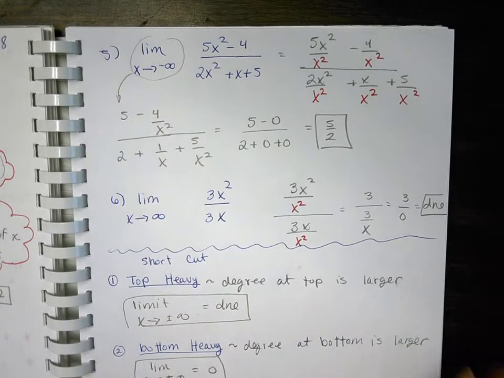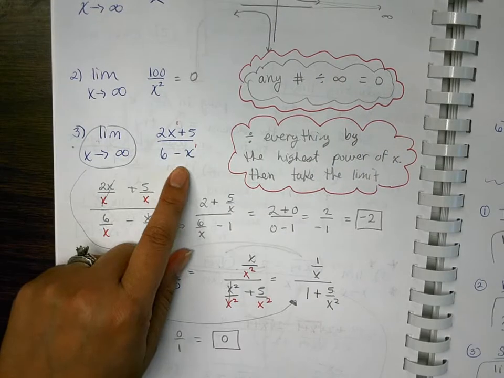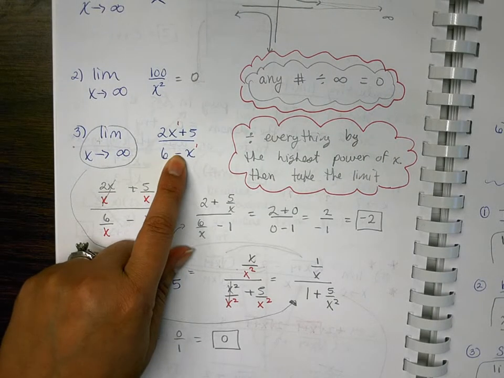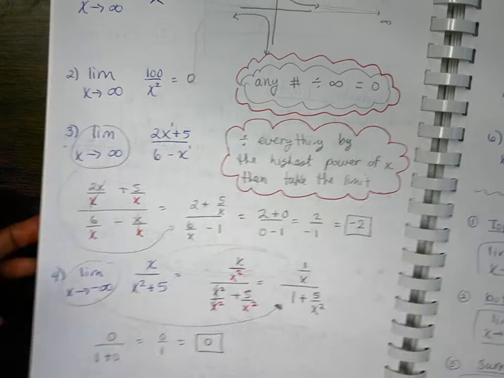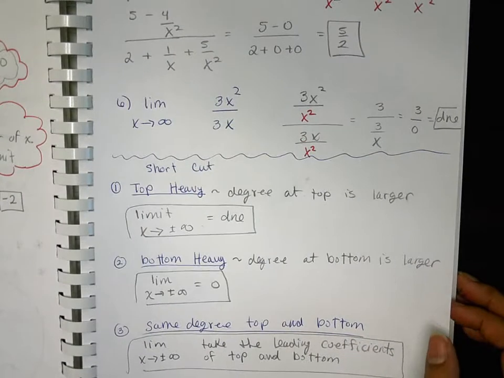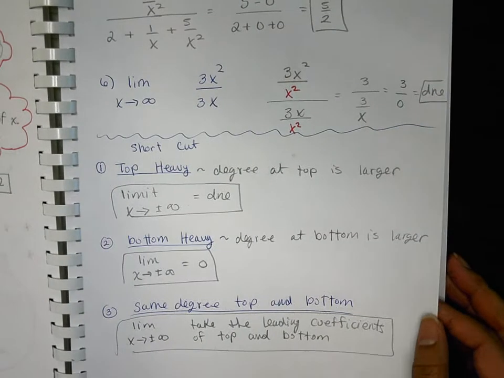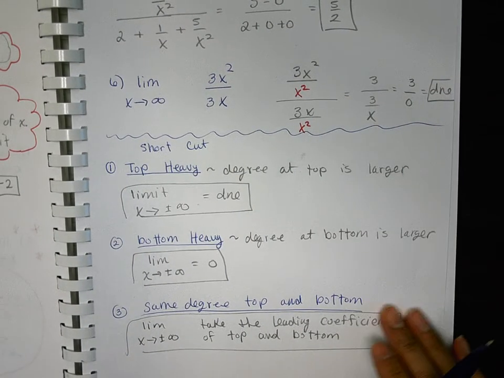Is your leading coefficient always going to be the first variable on the top and the bottom? No, like this one over here, 6 is not the leading coefficient. The leading coefficient's -1. Do you see that? Yes or no? All right. Let's just try a few, and we're going to see if we can use the shortcuts.